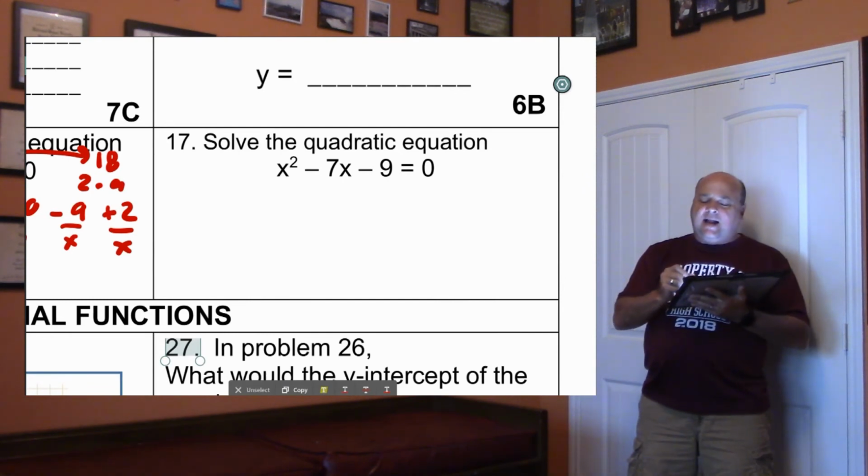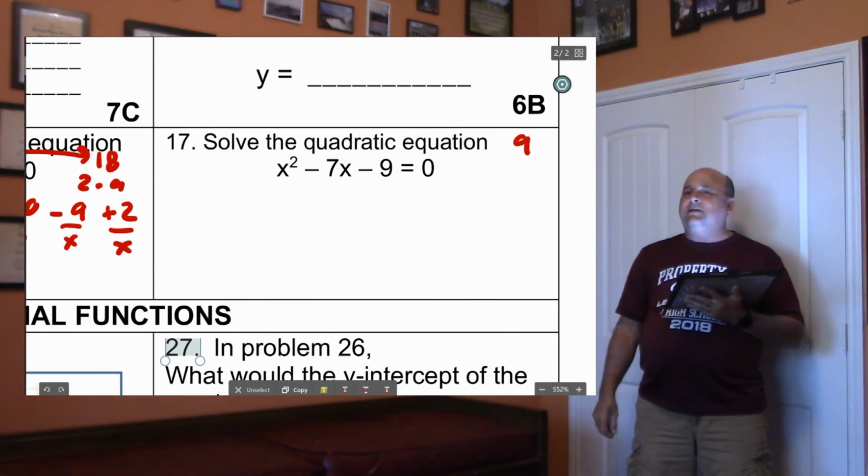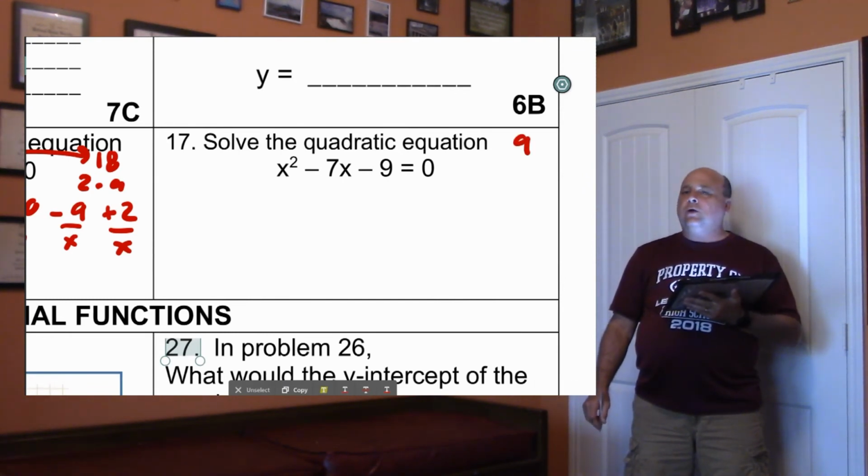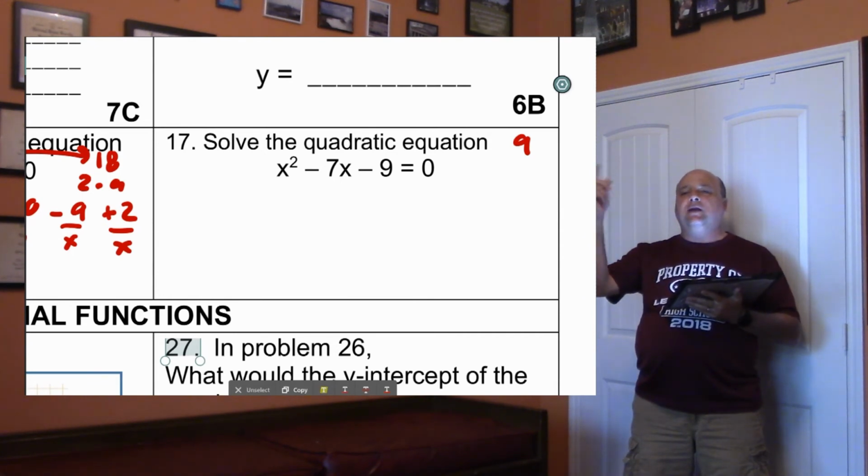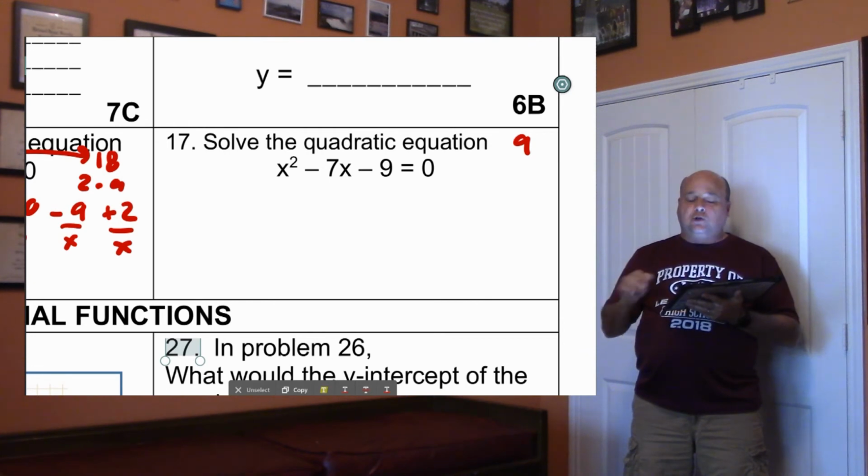On 17, can I get factors of 9 that subtract and give me 7? 1 and 9 and 3 and 3 won't work. That means this will not be integral or real number factors, okay?